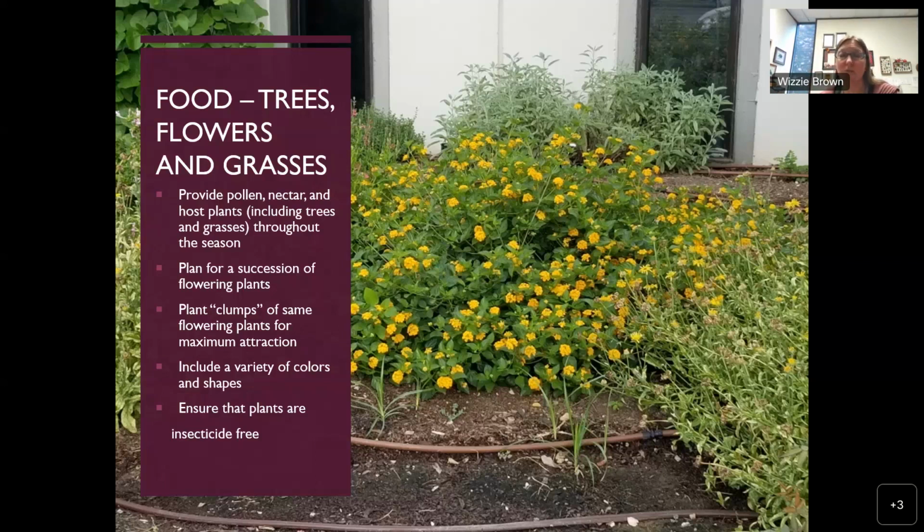And then a really important one, if we want to conserve our insects, is making sure that our plants are going to be insecticide free, because insecticides can and will kill insects if they come into contact with them, based upon what that pesticide is.